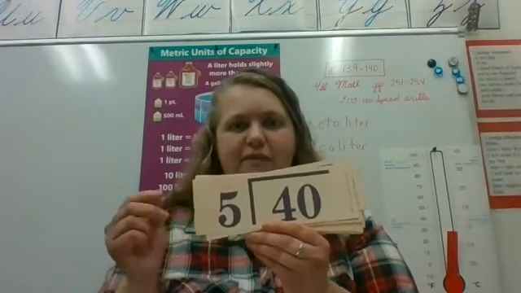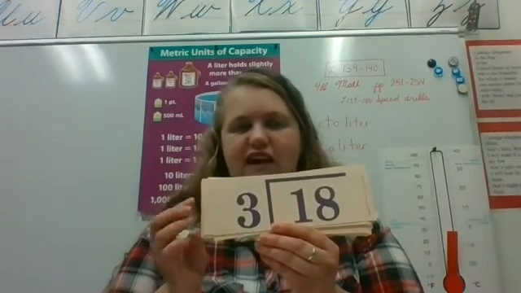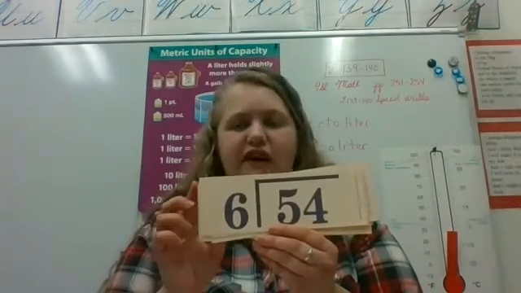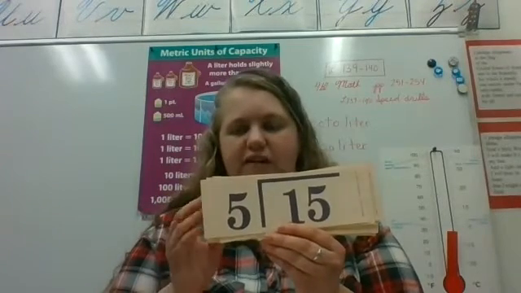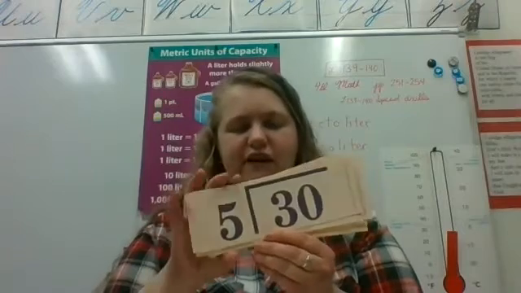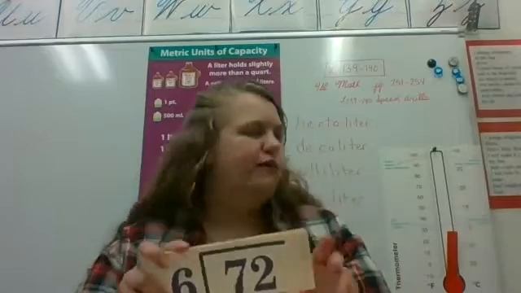4, 40 divided by 5, 8, 18 divided by 3, 6. Notice that we just saw 18 divided by 6, and so hopefully you got that. 54 divided by 6 is 9, 15 divided by 5 is 3, 30 divided by 5 is 6, and 72 divided by 6 is 12, and we're back at the beginning.